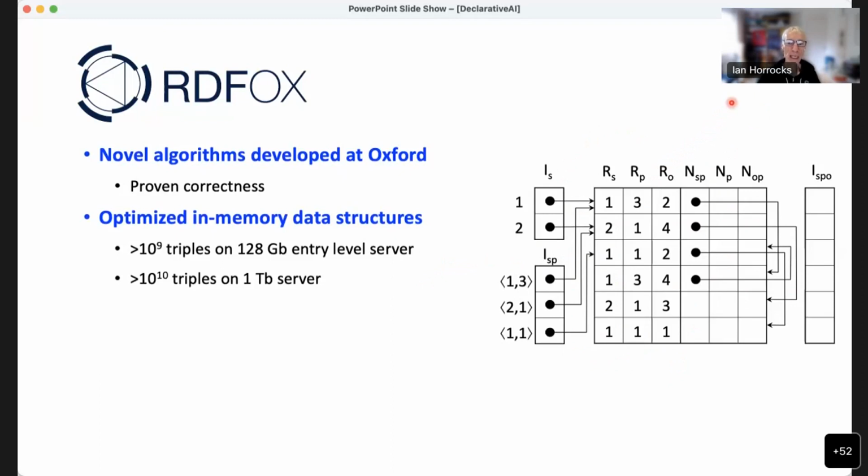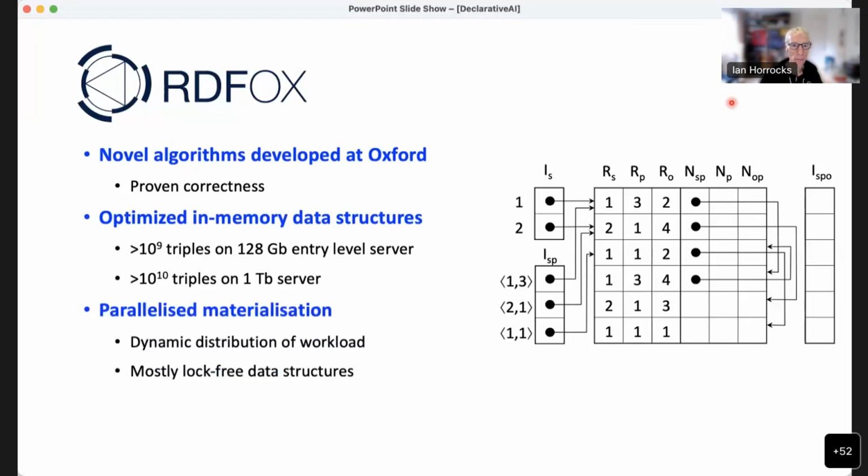of memory. On typical entry-level servers, we can store more than 10^9 triples, and we've stored more than 10^10 triples on large servers that have more memory. This isn't enough for every application, but it turns out that it's really more than enough capacity for most of the industry applications that we've seen.